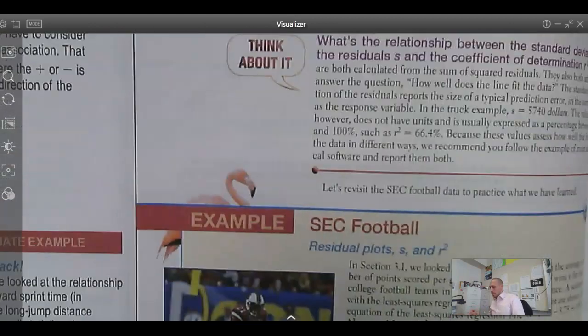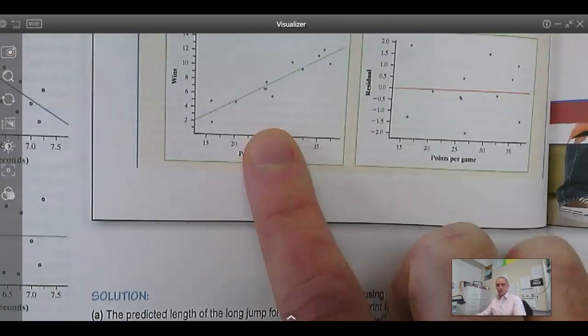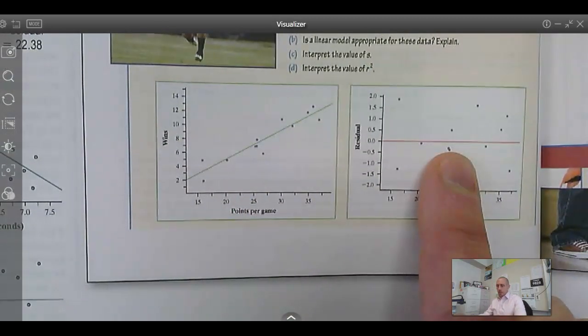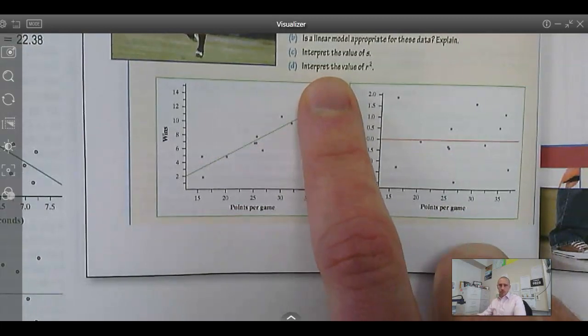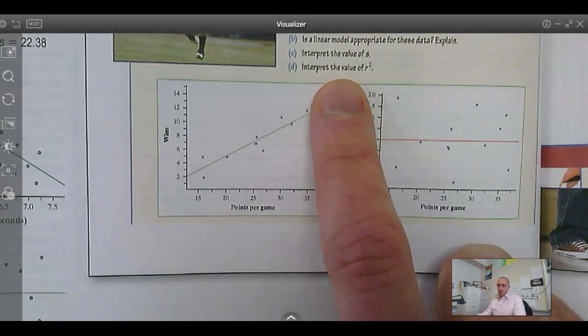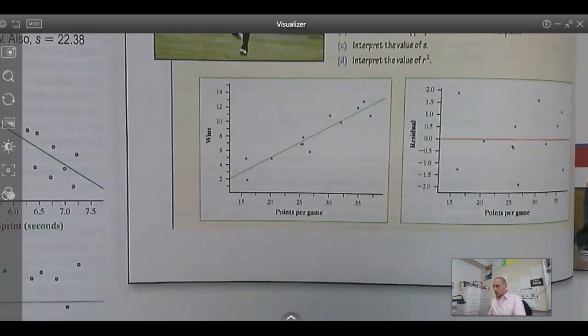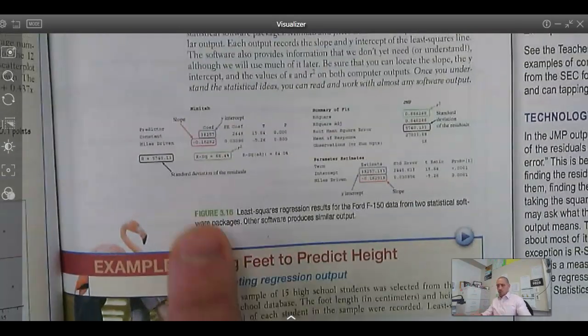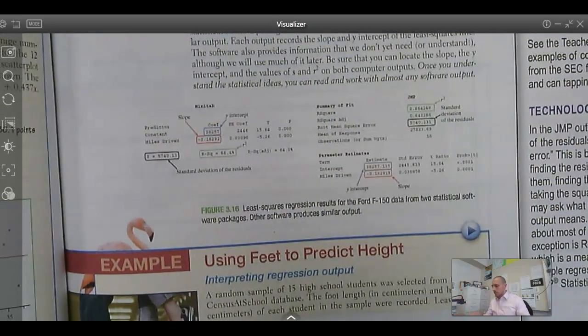So then you have to be able to look at a scatter plot, residual plot, is the linear model appropriate, yes or no? And then both calculate and interpret the value of S and R squared. Well, you don't have to calculate the value of S. That's going to be given to you in a computer output. We did quite a bit of stuff with this. Just refreshing your memory on the computer output.